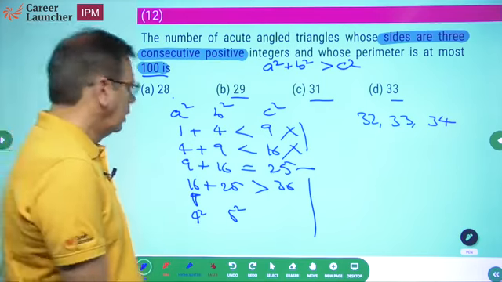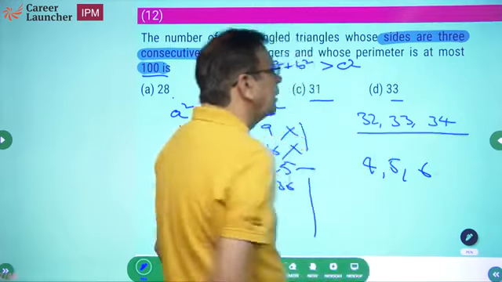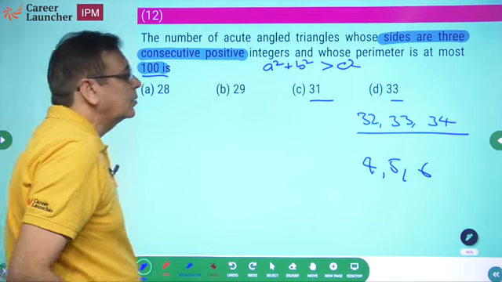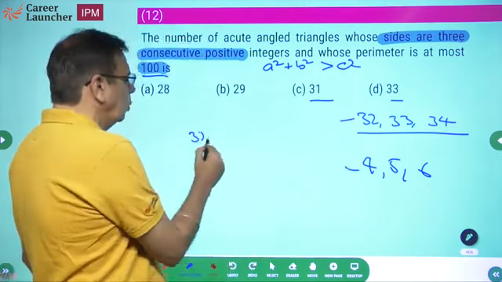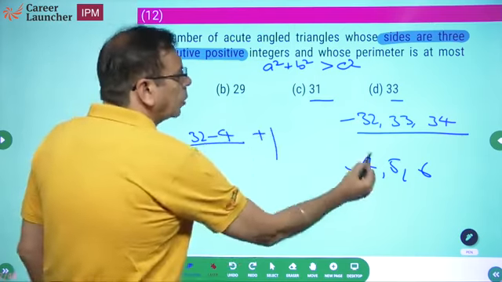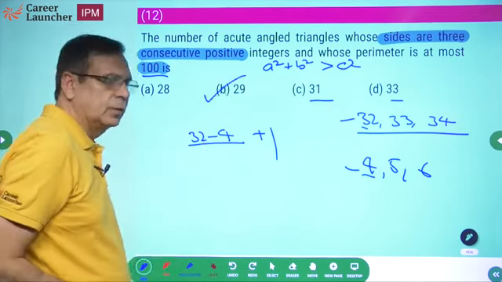So what does it mean? You will start from 4, 5, 6 and the biggest one will be 32, 33, 34. How many triangles are these? From 4 to 32, both inclusive. It will be 32 minus 4 plus 1. Why 1? Because both of these have to be included. 32 minus 4 is 28, plus 1, 29. Okay.